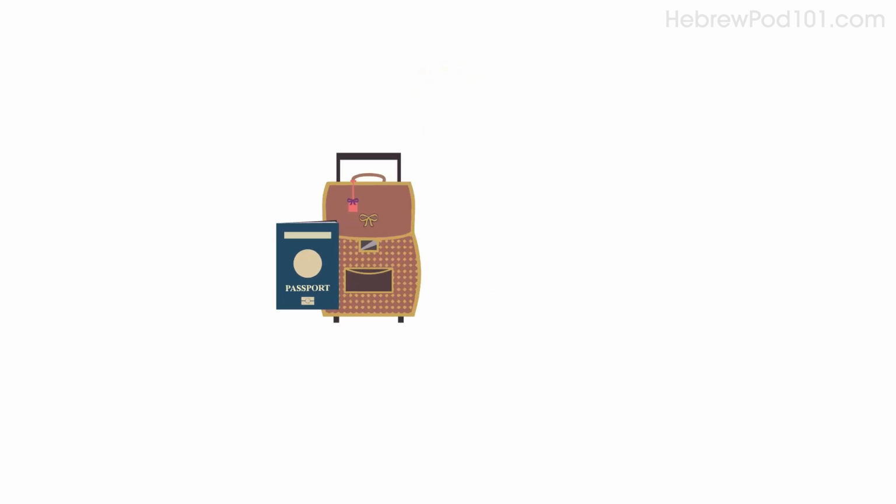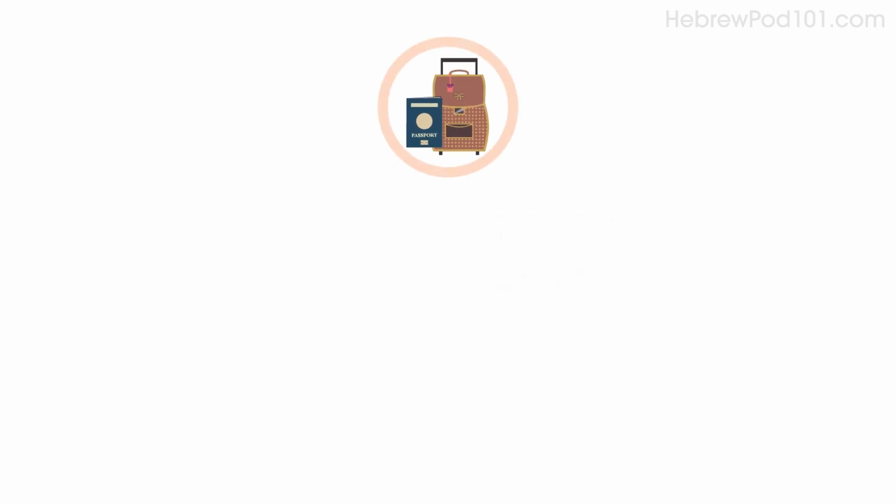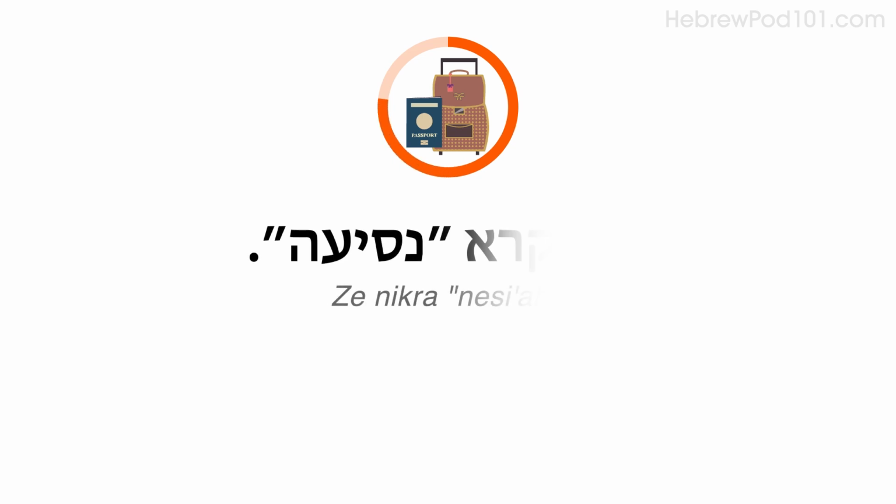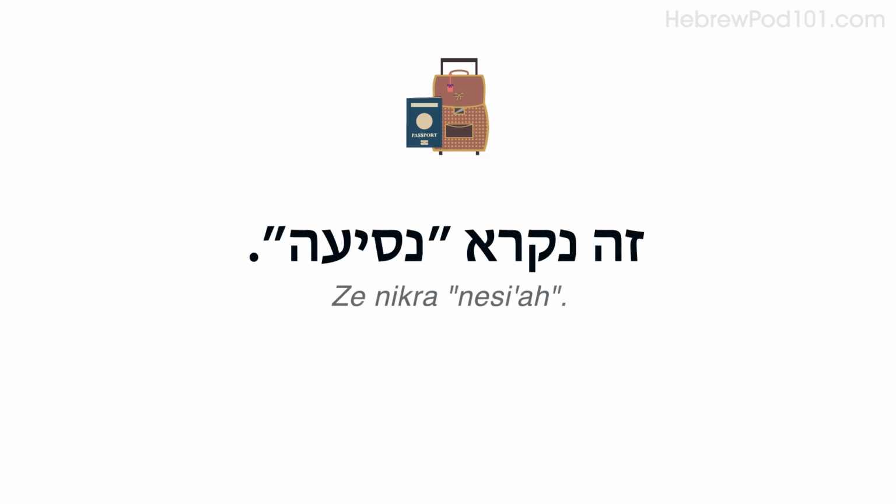Now imagine the word is travel. Do you remember how to say travel? נסיעה. Say, it's travel. זה נקרא נסיעה. Now, answer the question saying it's travel. איך אומרים את זה? זה נקרא נסיעה.